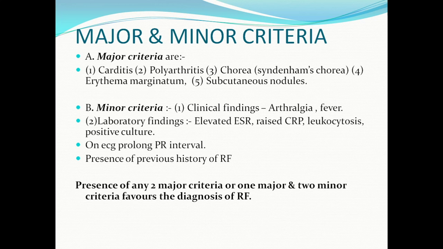The first is carditis, polyarthritis, Sydenham's chorea, erythema marginatum, and subcutaneous nodules. Minor criteria involve clinical findings in the form of arthralgia and fever, laboratory findings in terms of elevated ESR, C-reactive protein, leukocytosis, mainly lymphocytes, and positive culture. On ECG, you can see the PR interval will be prolonged, and the presence of a previous history of rheumatic fever.